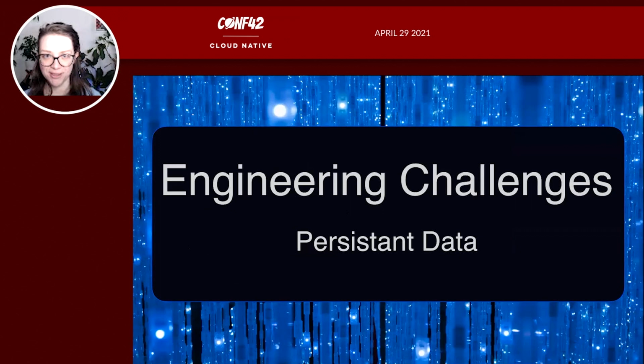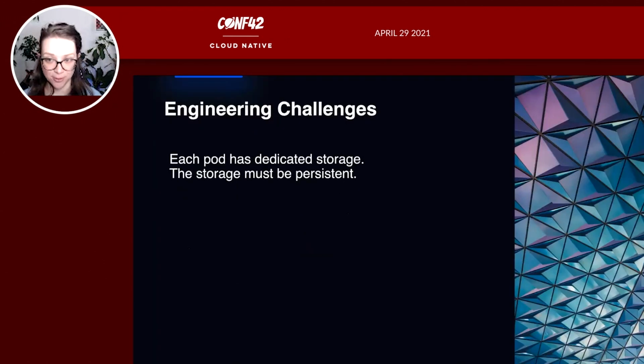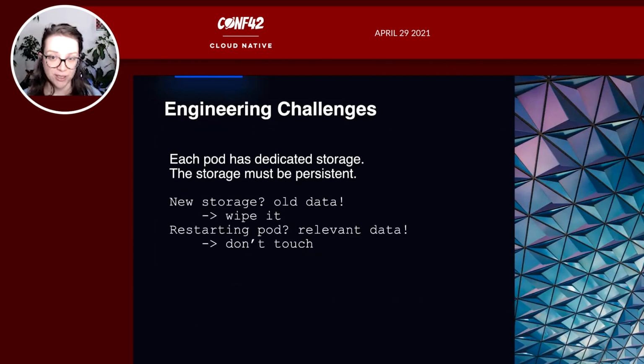So here are some of the engineering challenges we faced when we were developing it. The first one being the persistent data. Each pod has a dedicated storage, and as we said, it must be persistent. We are using a database here. The logic is, if it's new storage, it means that it probably has old data, because just like with computer memory, you cannot assume whether the storage that you were allocated is empty or just filled with trash. But if you're restarting a pod, it means you probably have relevant data, so you definitely don't want to touch that. When you change the configuration, this is when the pod restarts, or when maybe something went wrong, you do want to save the storage, you do want to reuse that data.